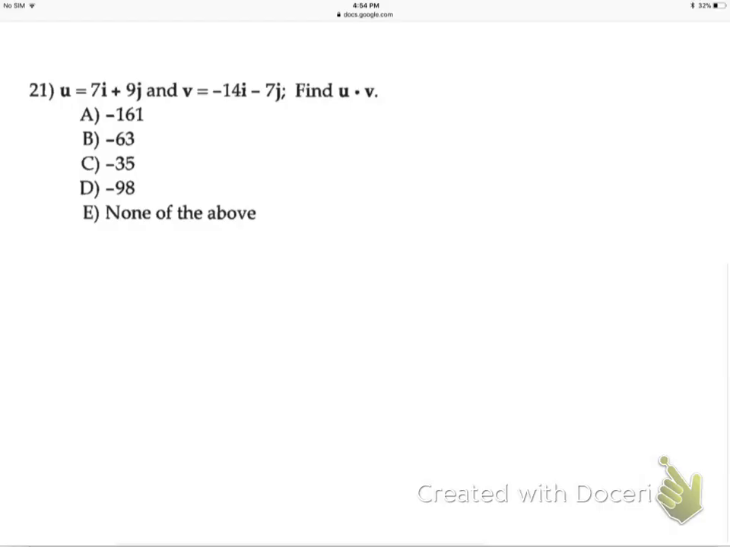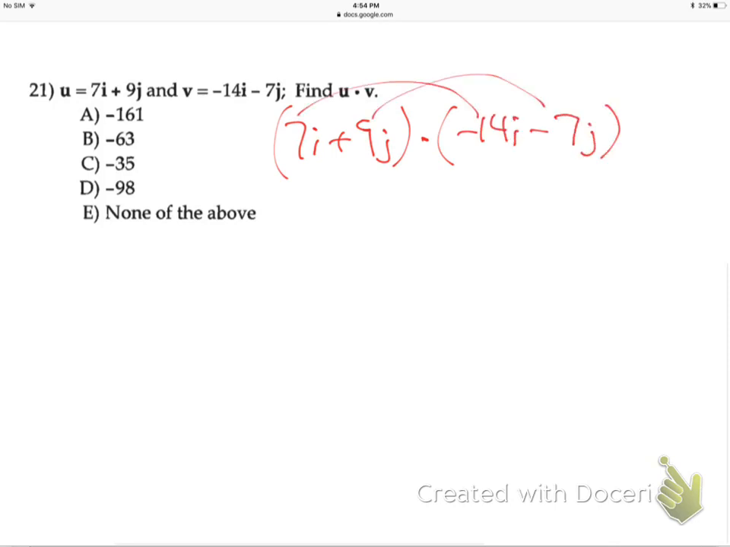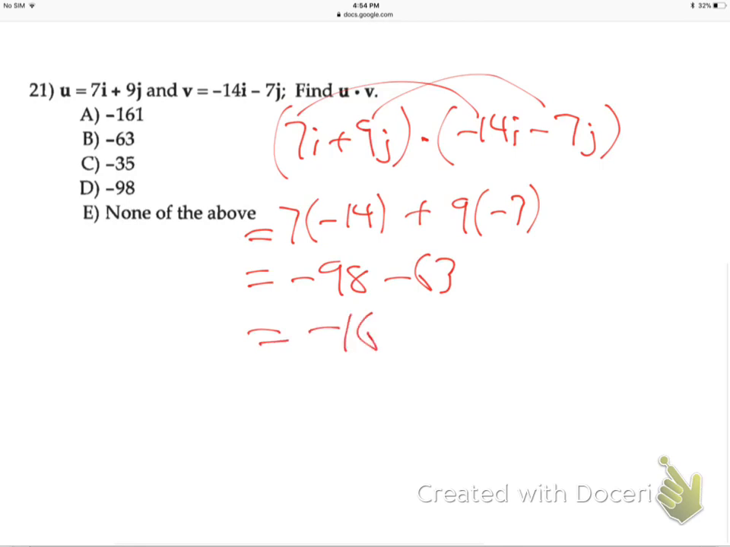This wants the dot product: 7i plus 9j dotted with 14i minus 7j. i with i, j with j. So it's 7 times 14 plus 9 times minus 7, which is 98 minus 63. Is it minus 161? It looks like that to me. Yep, A, and there it is. We are done.